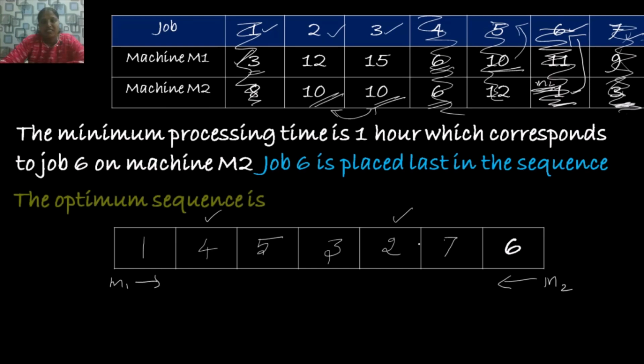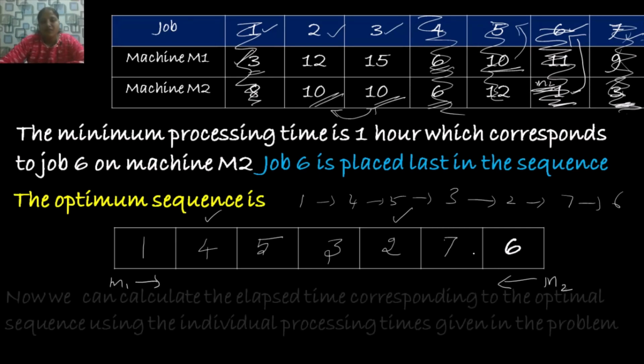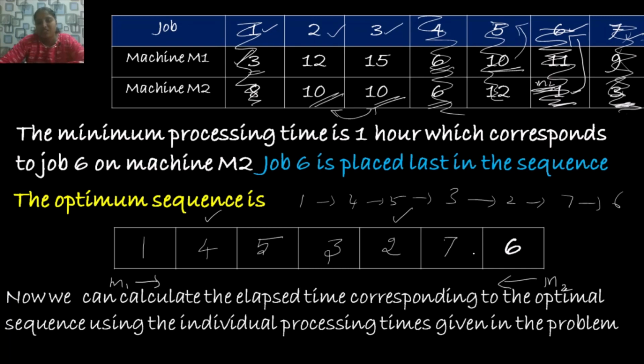So now we have formed the optimal sequence for the given problem. The optimal sequence is 1, 4, 5, 3, 2, 7 and 6. This is the order we have to follow to complete all the jobs with minimum elapsed time. Now we have to calculate the elapsed time corresponding to the optimal sequence that we have formed just now, using the individual processing times given in the problem.